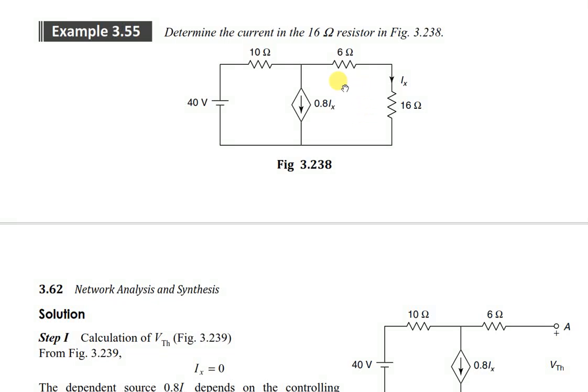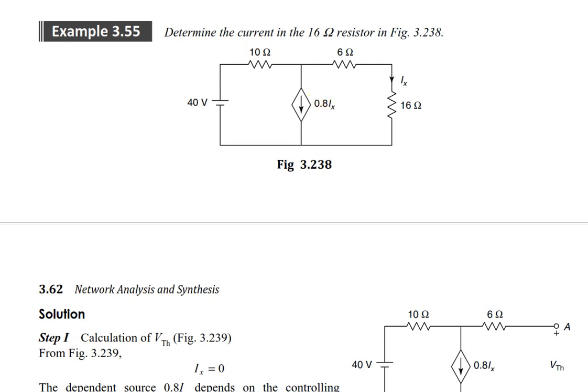Let us do problems on dependent sources. For Thevenin's and Norton's theorem, the procedure is the same. If there is a dependent source, find the current through the 16 ohm using Thevenin's theorem or Norton's theorem, whichever. The procedure is the same. Determine the current through the 16 ohm using Thevenin's or Norton's theorem.